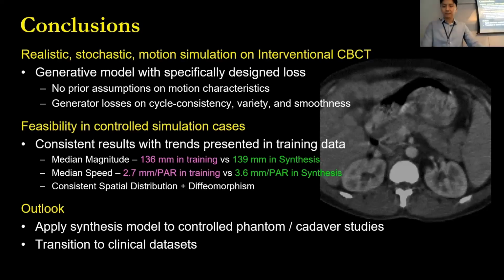diffeomorphism. For next steps, we will continue to explore the potential of this framework, and we plan to conduct experiments on controlled phantom and cadaver studies, which we will try to make the transition to clinical data.